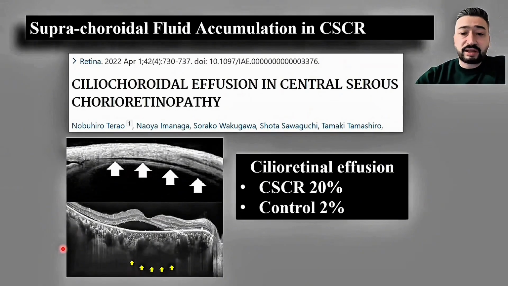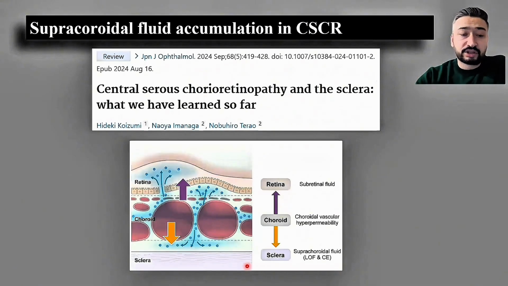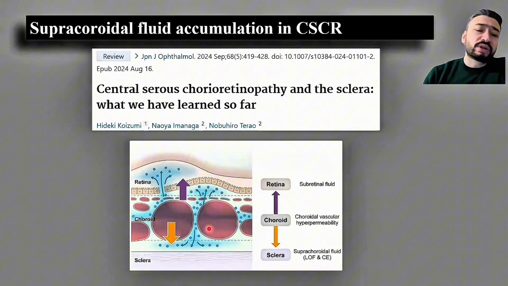At the same time, ciliochoroidal effusion also appears in these patients. We wrote it wrong here. This should be ciliochoroidal. We see this condition in about 2% of normal patients, but it appears in 20% of central serous retinopathy patients. This means there is a suprachoroidal fluid accumulation in these patients, which is linked to a thick sclera. So in these patients, the leakage from the choroid moves toward the retina on one side and toward the suprachoroidal space near the sclera on the other.